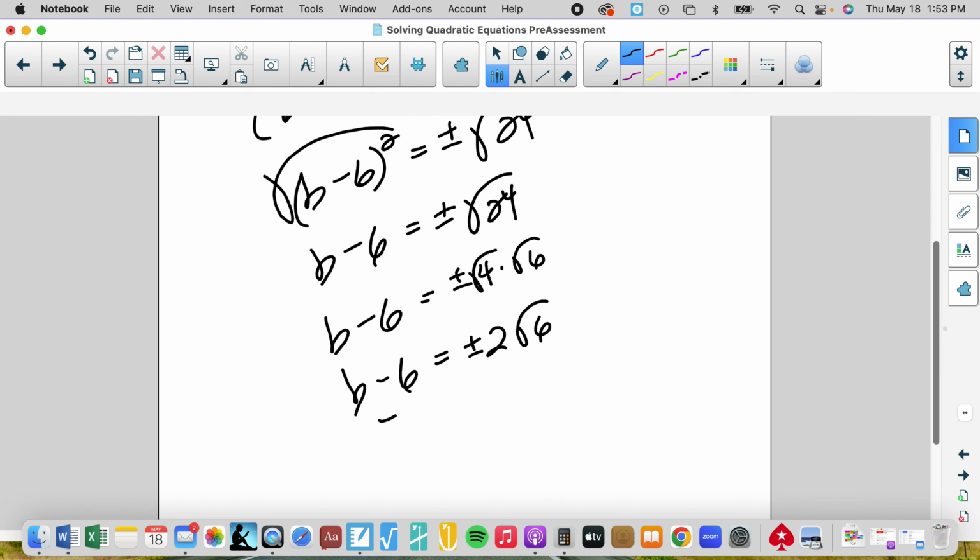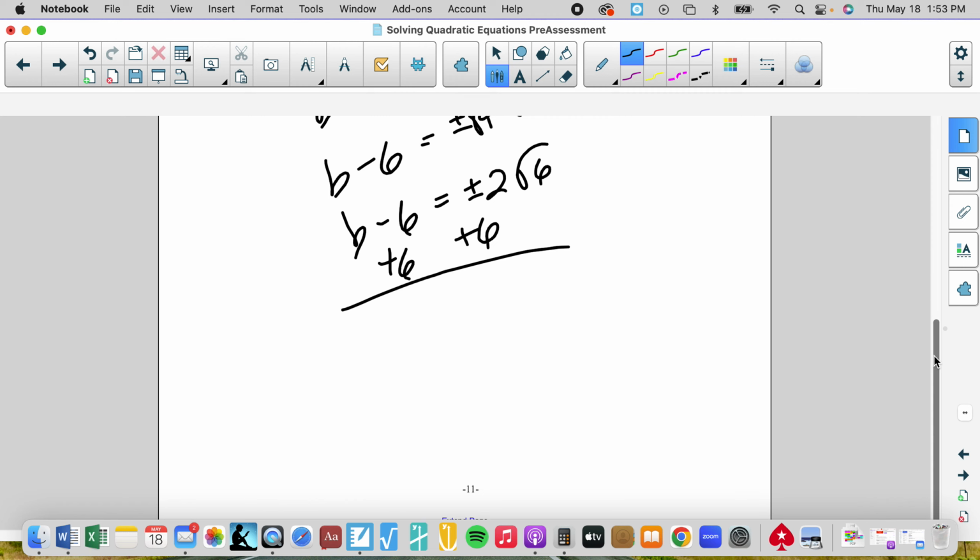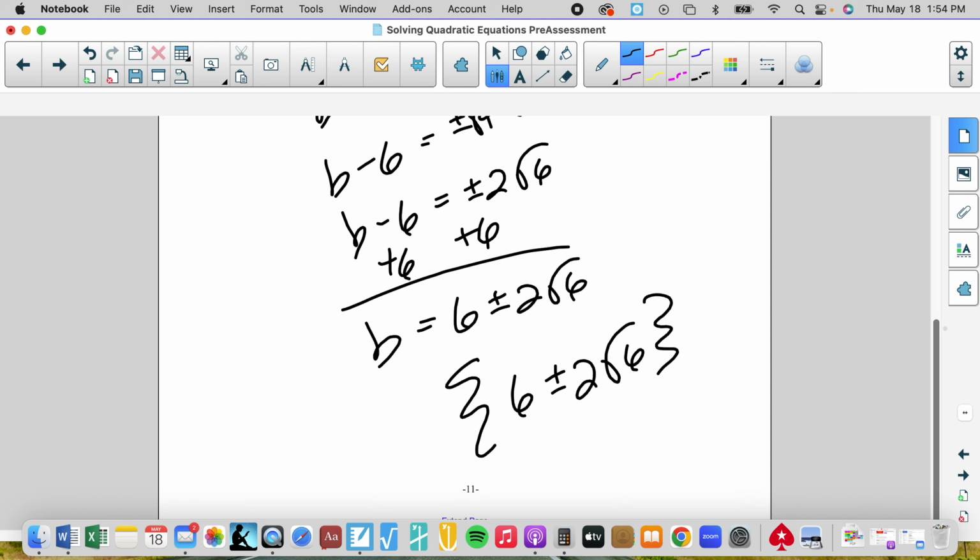Now I can add my 6 over. And it doesn't matter really when you do it, but it's going to be a whole lot easier and less convoluted if you do it then. 6 plus 2 rad 6 can't combine. Those are different. Those are unlike. One's a number, one's a coefficient with a radical. They can't add or subtract. So that's my answer, 6 plus or minus 2 rad 6. We would not be able to leave it as rad 24 because rad 24 can be simplified.